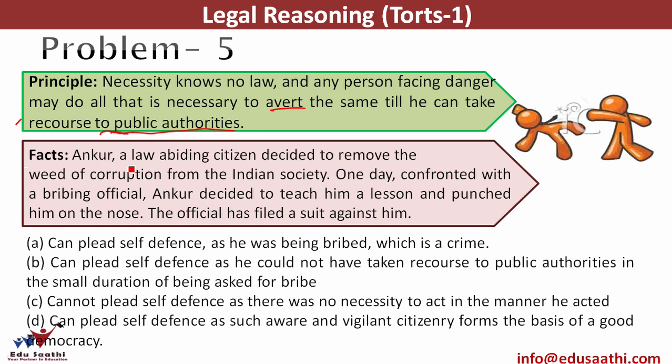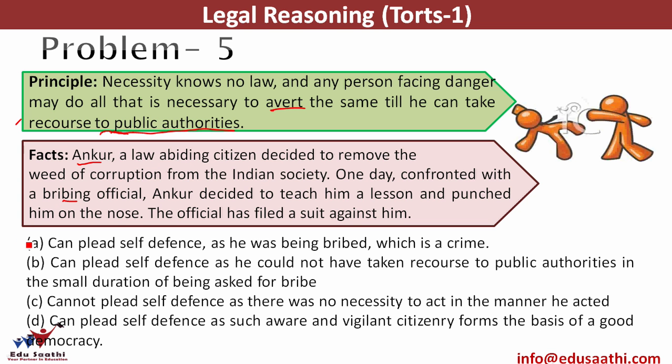Facts are: Ankur, a law-abiding citizen, decided to remove the weed of corruption from Indian society. He took this responsibility on his own. One day, confronted with a bribing official, Ankur decided to teach him a lesson and punched him on the nose. The official filed a suit against him. So in this case, let's go back to the principle. There must have been necessity to avert the danger. First of all, there was no danger to Ankur, because the bribing official was not a danger to him, and there was time and possibility for him to approach the public authorities if he had come to know that he was taking a bribe. So there was no harm which resulted in necessity to avert that harm, and there was time to approach public authorities.